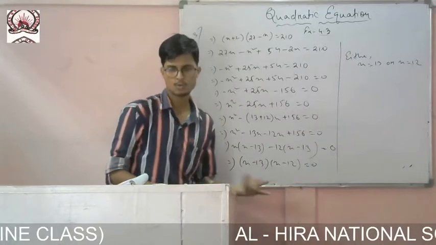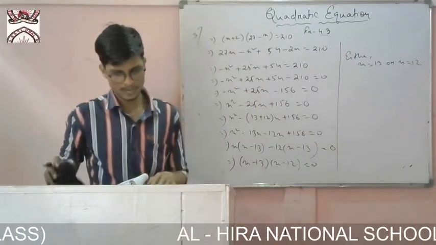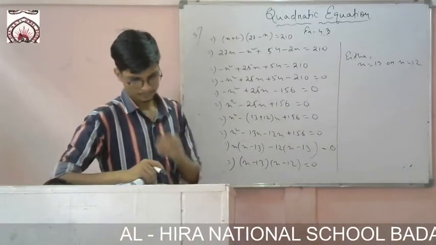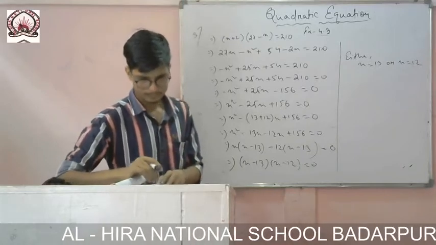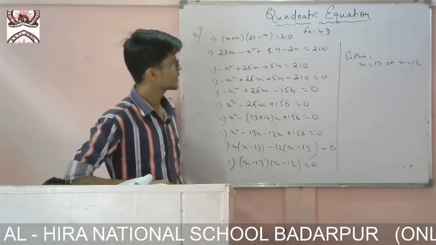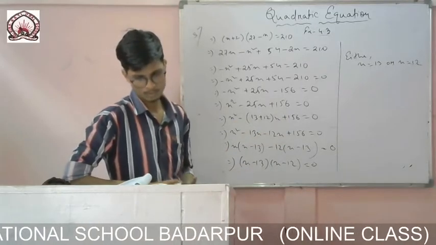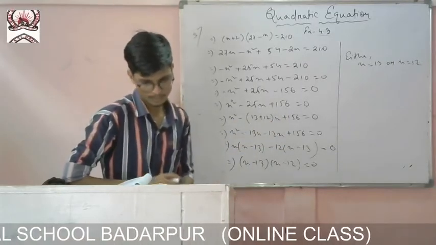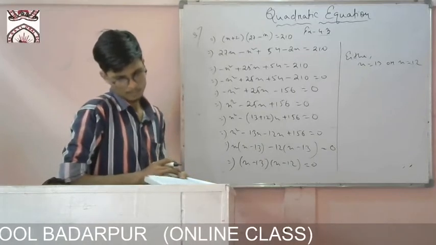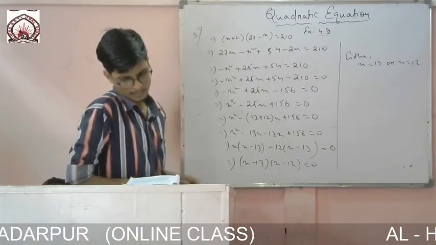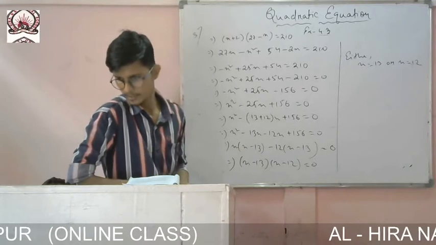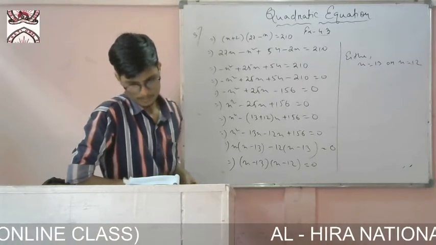So that means two cases arise. You can write it like this also, that when x will be equal to 13, y will be equal to 12. When x will be equal to 12, y will be equal to 13. So the marks will actually vary.